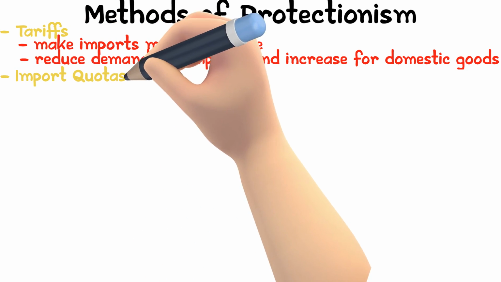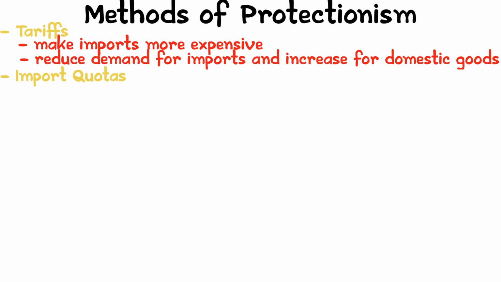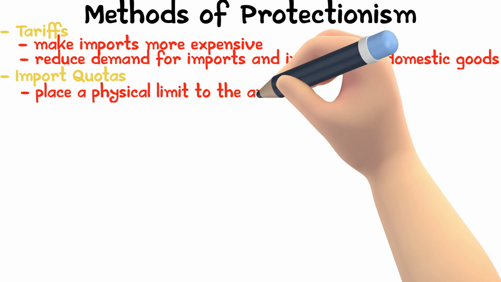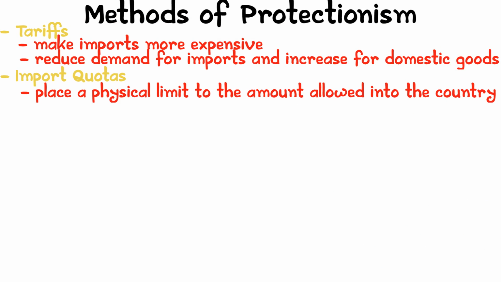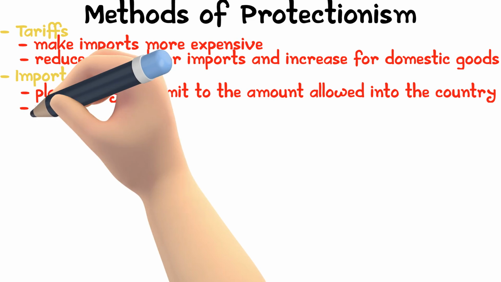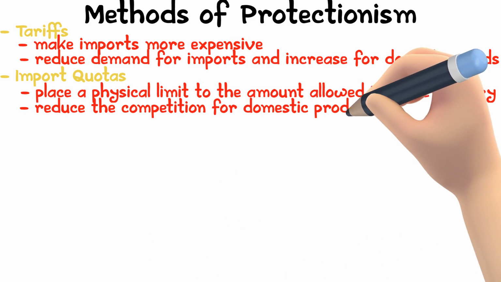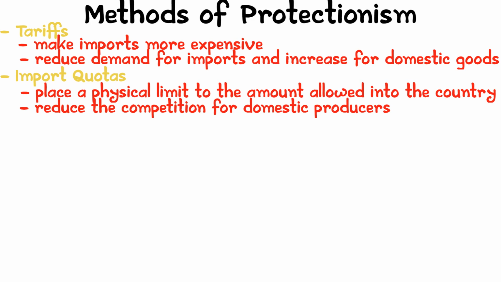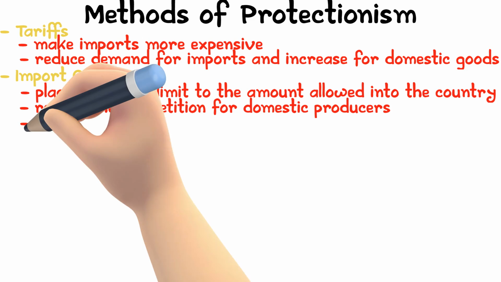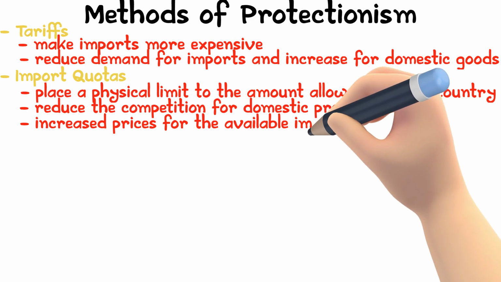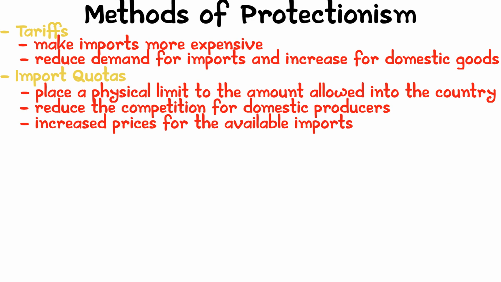Import quotas. Another approach to trade barriers is to place a physical limit to the amount allowed into the country, called an import quota. This would reduce the competition for domestic producers and give a larger share of the market to domestic producers. However, quotas would result in an increased price for the imports available. An embargo is a complete ban on international trade, usually for political reasons.